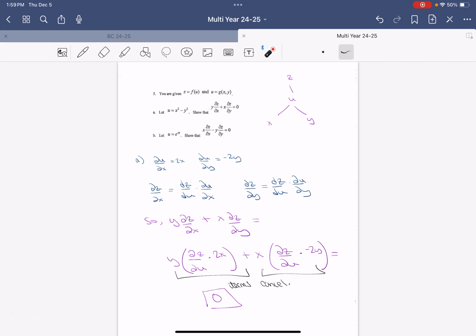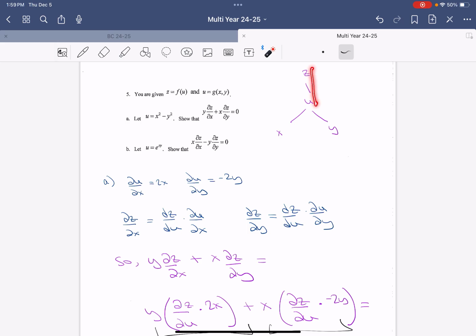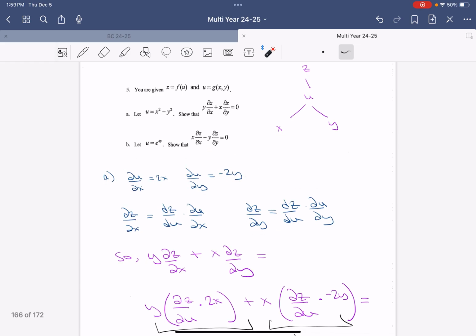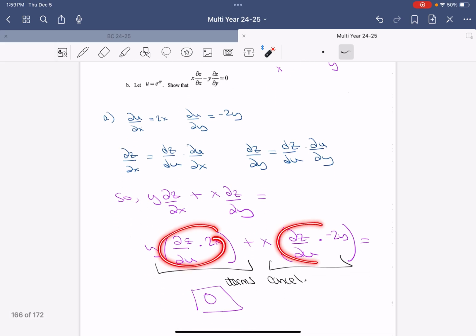Straight up chain rule question. Really like this one. Interesting tree pattern, right? Z is a direct and only function of U, but U is a function of X and Y. So here is me just first finding all the pertinent partial derivatives, and then this is this. I subbed in the requisite partial derivatives that I know.